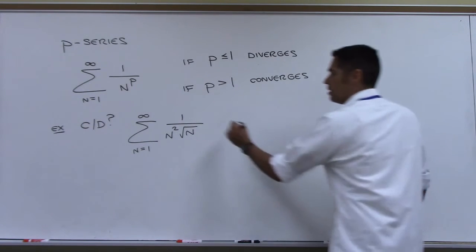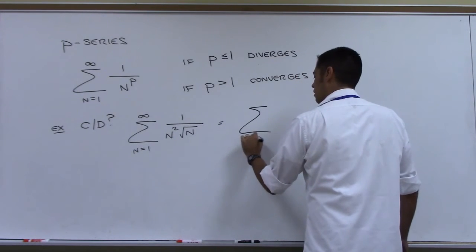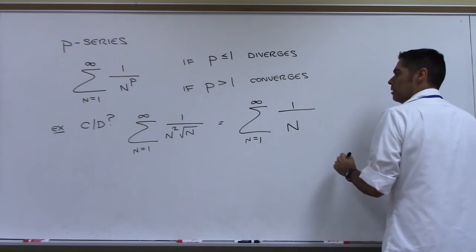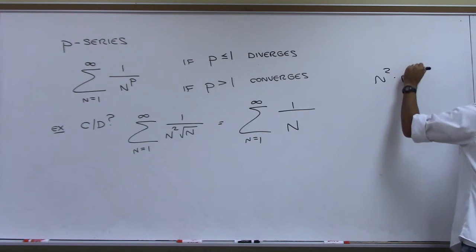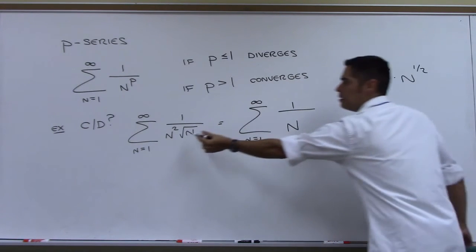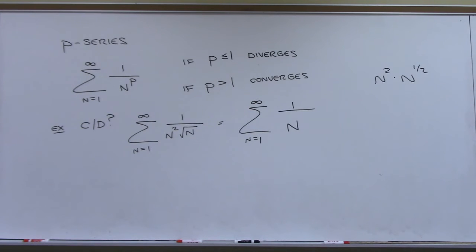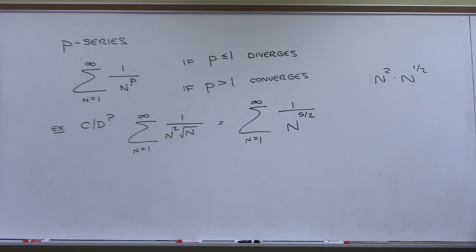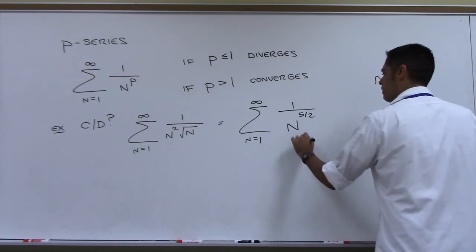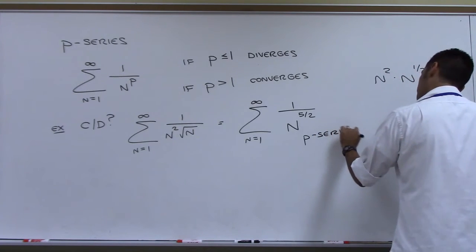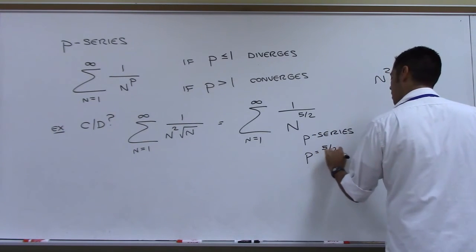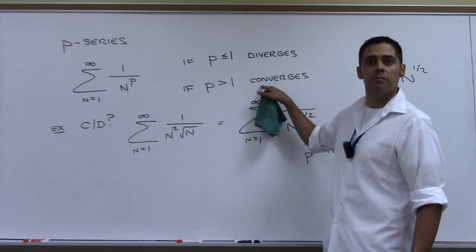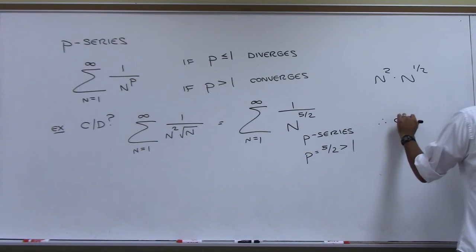So is it a p-series? I could rewrite that as 1 over n to what power? It's n squared times n to the half, isn't it? That's what that means? So you add the exponents, 2 plus a half, 5 halves. This is n to the 5 halves. And that is a p-series, isn't it? P-series with p being? P is 5 halves, which is greater than 1, isn't it? So the power is greater than 1, and therefore what? It converges. Therefore, it converges.